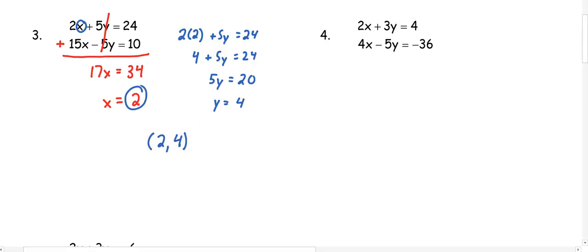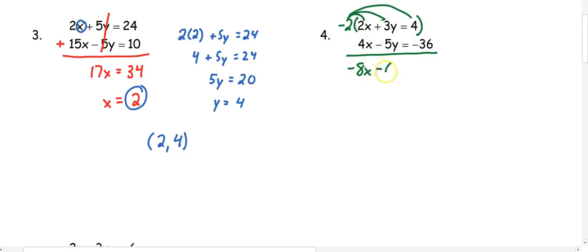Now, number 4 is a little trickier because we don't have any variables that cancel out right now. So instead, we're going to look and see, how can I multiply one of them to cancel out with the other? So do I know something that multiplies by 3 to get to 5 or 2 to get to 4? I know something that multiplies 2 to get to 4. Remember, I need opposite signs. So if this equation has a positive 4, the other equation needs a negative 4. So I'm going to multiply by negative 2.